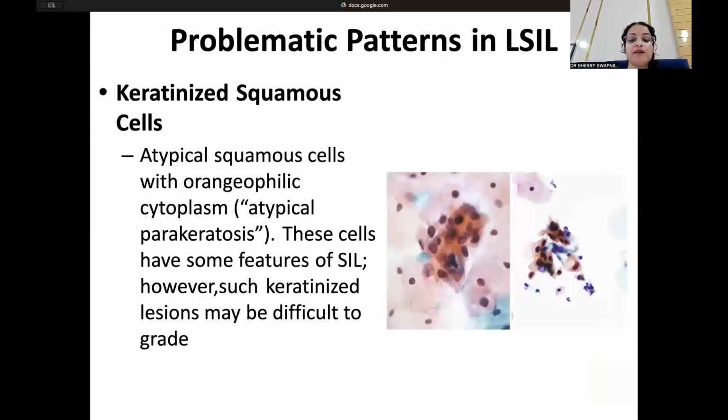Now, problematic patterns in LSIL: keratinized squamous cells, as we have seen, atypical squamous cell with orangeophilic cytoplasm, atypical parakeratosis. It can be confused. These cells show features of LSIL. However, keratinized lesion may be difficult to grade. So basically, these are also atypical cells, and these cells should not be confused with LSIL. You can get confused because of the orangeophilia and the exact nuclear picture, so you may over or misdiagnose these keratinized squamous cells.